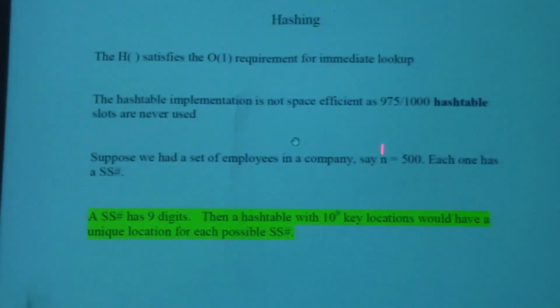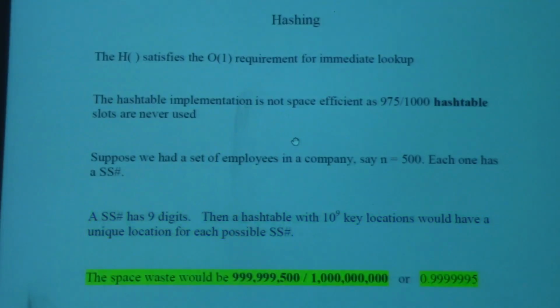Now we only have 500 employees. That means 1 billion minus 500, over a billion, is going to be the percentage of waste. So now our wasting is 0.99999 and increasing, right? But that would guarantee that everybody has their own special spot, and if it's -1, it's not there. So this is the wasting percentage. The utility would be 0.000000005. Very small.